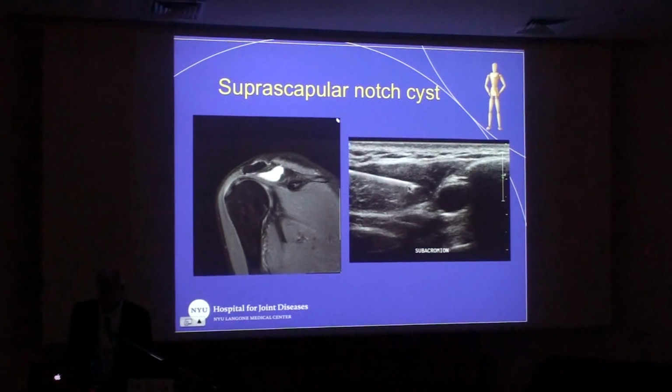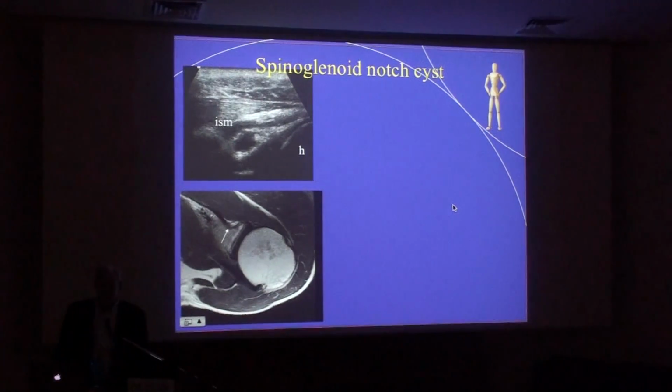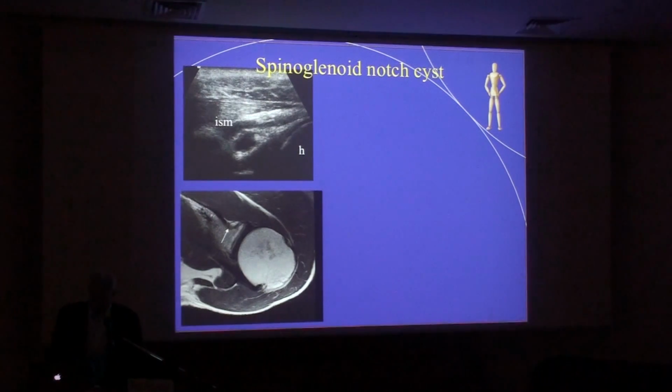And here's my needle coming in using a suprascapular approach directly into the posterior aspect of the cyst, where we ultimately aspirated and injected. This is a patient with a more typical type of cyst that we see in the spinoglenoid notch. And just to review the anatomy with you, this is what this would look like in the MR.